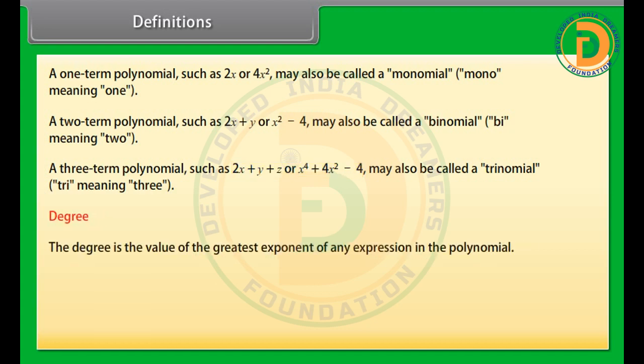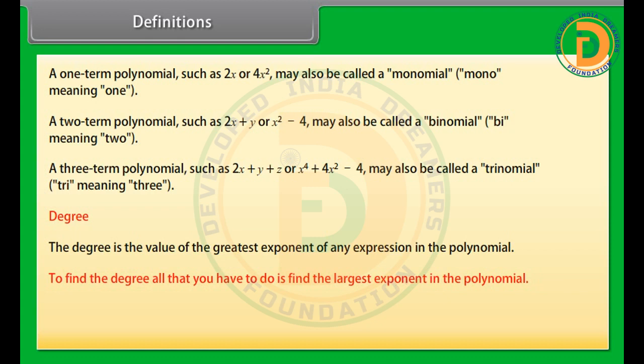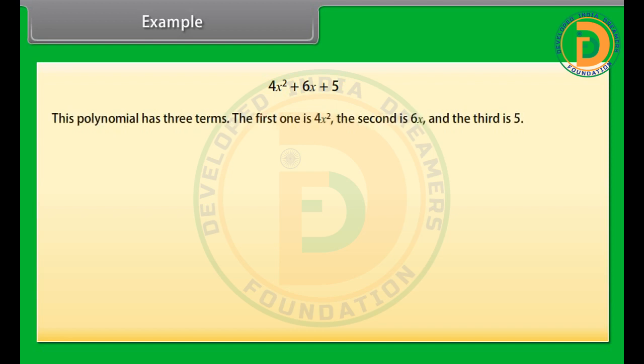Degree. The degree is the value of the greatest exponent of any expression in the polynomial. To find the degree, all that you have to do is find the largest exponent in the polynomial. Example: 4x square plus 6x plus 5. This polynomial has 3 terms. The first one is 4x square, the second is 6x, and the third is 5.